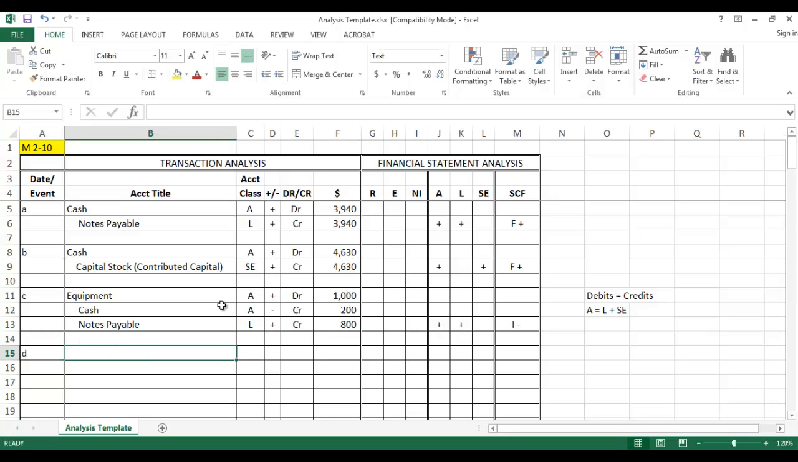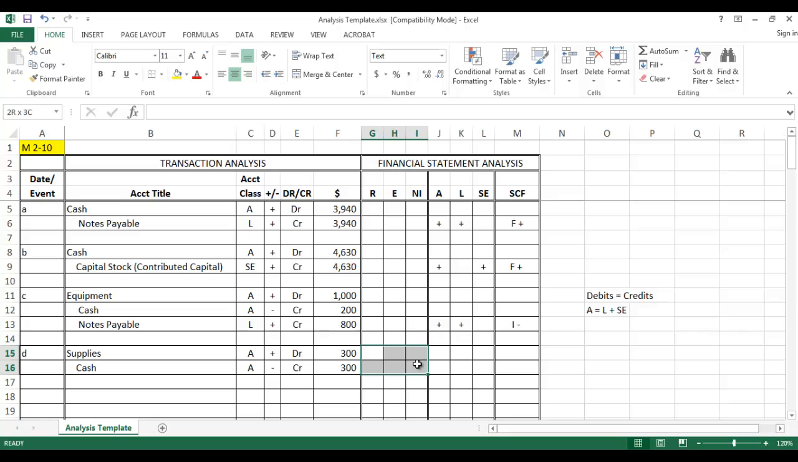Letter D says we paid $300 cash for supplies. So we have purchased supplies, and I want to increase my supplies account by $300. Supplies, of course, is an asset as well. It's something we own, something we're going to use going forward. I did pay cash, so I want to decrease my cash account by the same $300.